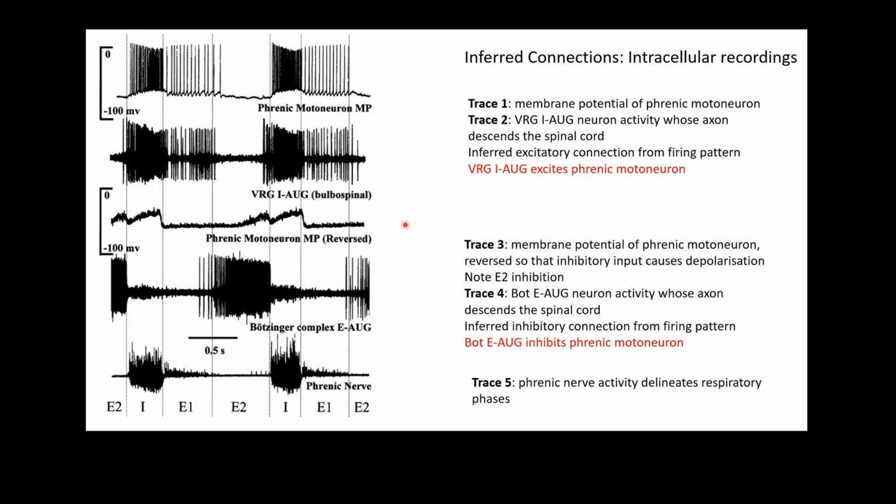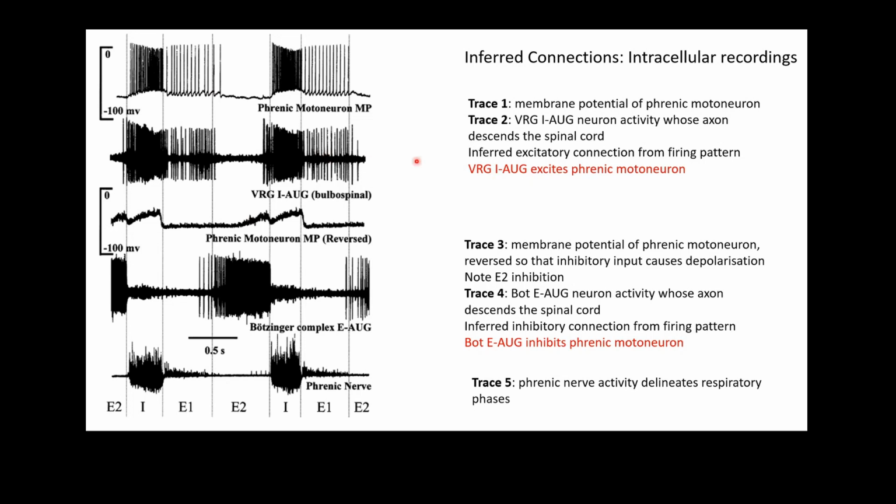Well, if you inject chloride intracellularly, you can reverse the resting potential so that now inhibitory transmitters will now produce a depolarization. So you can reveal the fact that there is an inhibition coming in here at the end of expiration. Where could that come from? Well, it could certainly come from a Bötzinger complex e-augmenting neuron. And that may well be where it comes from. And so there are the various traces.